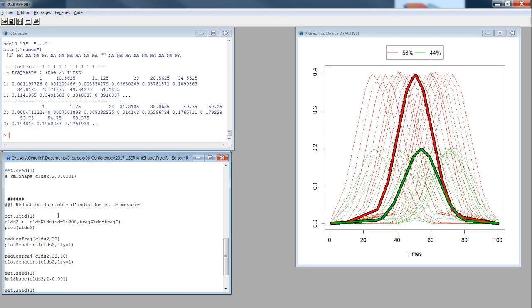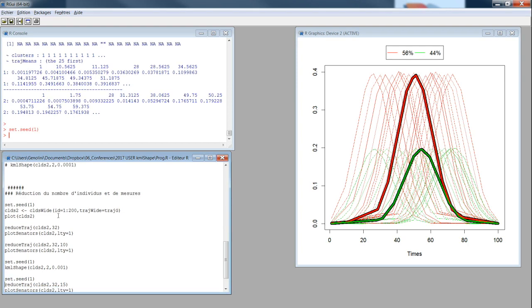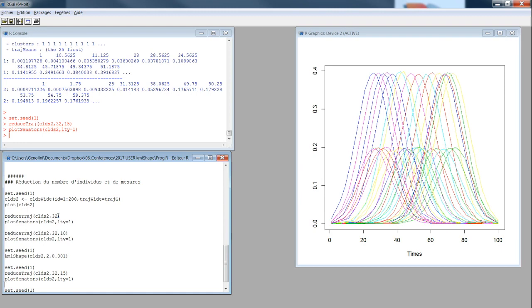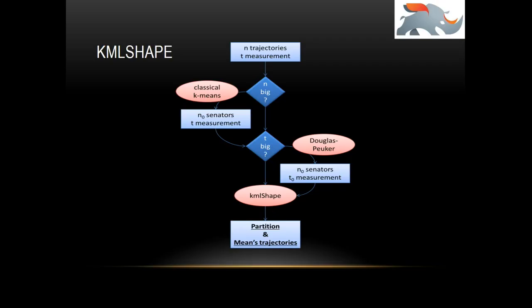So we try kmlShape. It's very fast because the data are small, and we see that the shape is a bit angular. So we decide to add more points. So this is the same with a bit more points, and then we run kmlShape, and again it's very fast, and then it's more smooth. So it works.